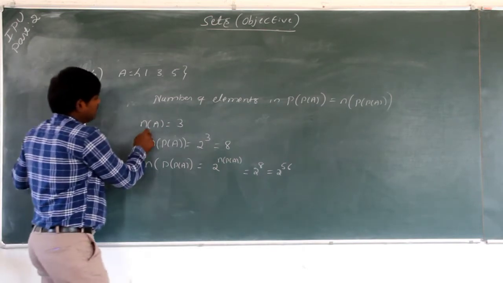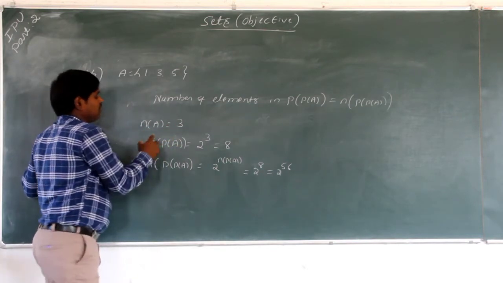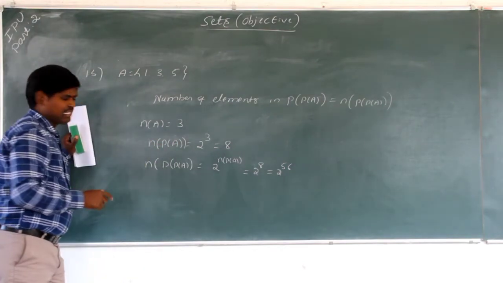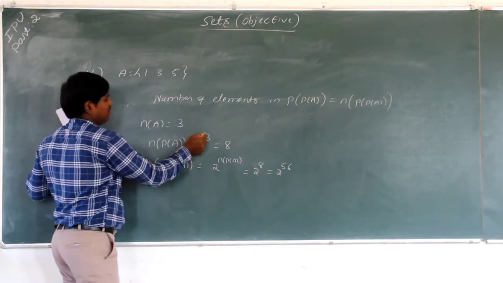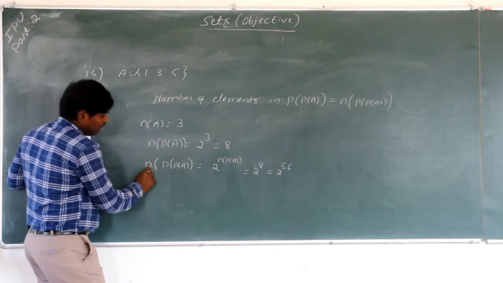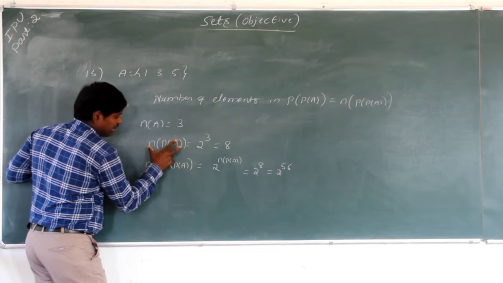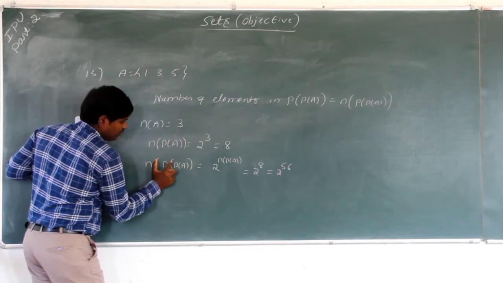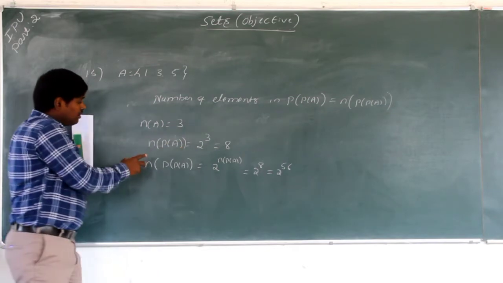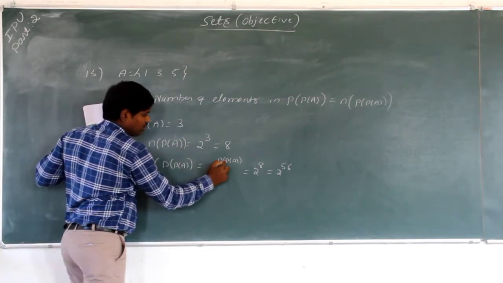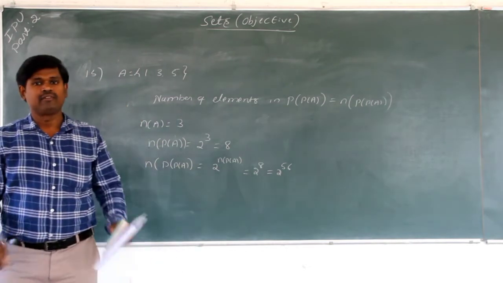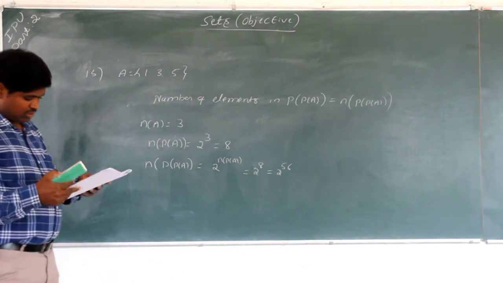So the number of elements in set A is 3. The power set of A is the collection of all subsets of a given set, so therefore the number of elements in it is equal to 2 to the power of n of A, which is nothing but 8. So n of P of A, the number of elements in P of A, is 2 to the power of 8, which is 256. Okay. So next question.